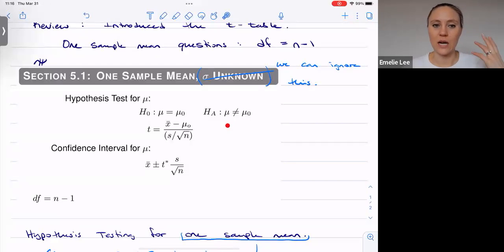And so that's the same as before. It's just that now we're hypothesizing about mu, right? We're hypothesizing about mu, which is what? Our population mean, right? So we're hypothesizing about the population, but we have to use the sample information to do that. Okay.